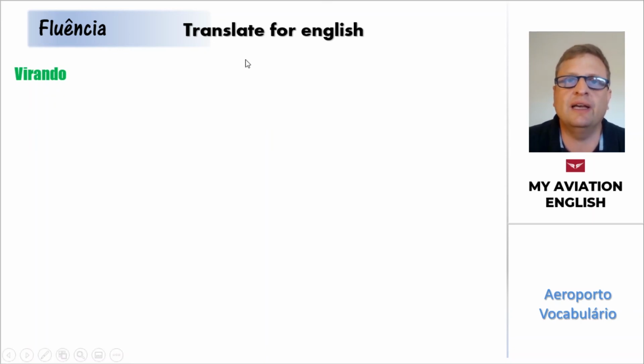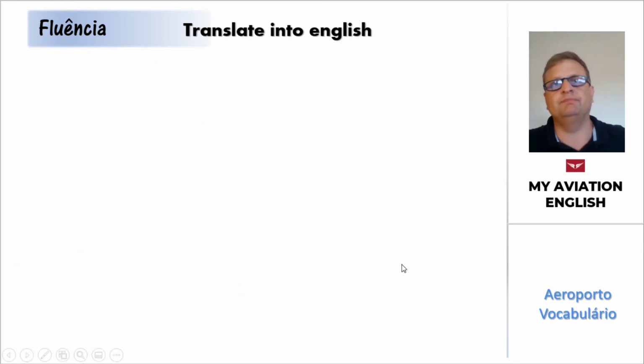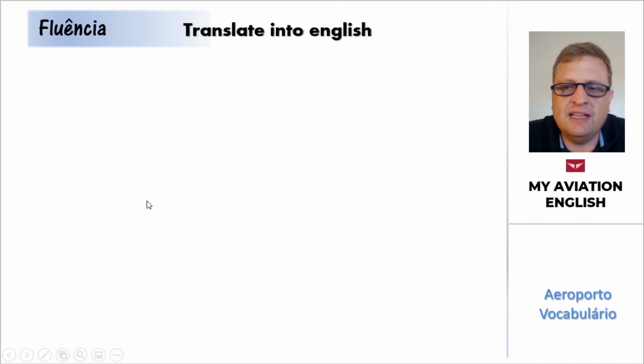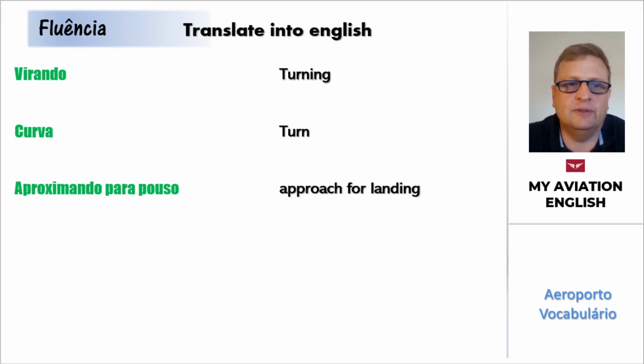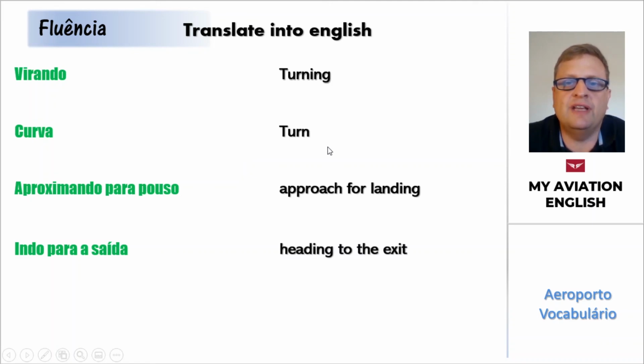Agora vamos para alguns exercícios de fluência, tá? Translate into English, para o inglês. Você tem que praticar, ok? Não é só olhando aqui para o vídeo, você tem que falar. Virando. Turning, curva. Turn. Aproximando para pouso. Approaching for landing, ok? Indo para saída. Heading to the exit.